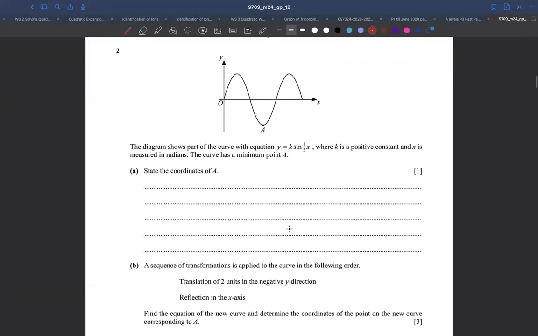In question 2, it says the diagram shows part of the curve with the equation y equals k sine half x. Now, please remember everyone, this half x means, as we just discussed in the trigonometry lesson, that the sine graph will complete one revolution in 720 degrees, or in radians, 4 pi. So this one complete revolution should be 4 pi over here. Which means what should be this point?